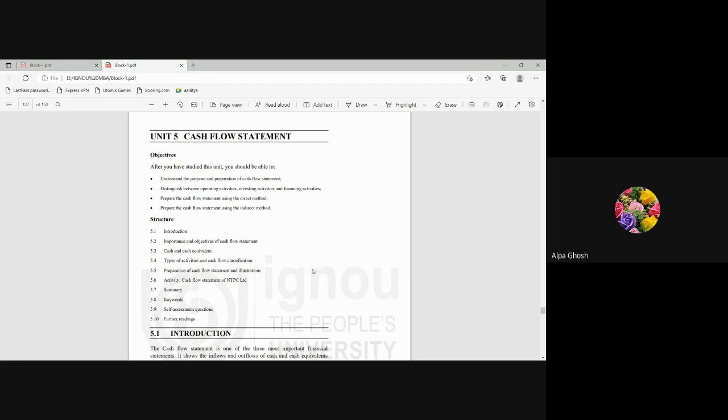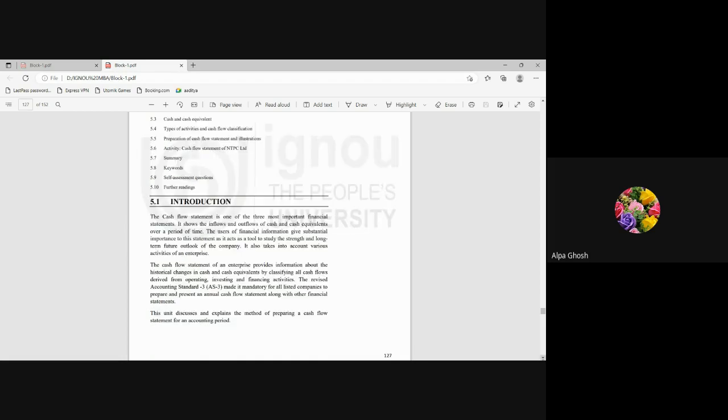So if we start with the basic structure, the structure says that we will go with the introduction, the importance and objectives of preparing the statement, what is cash and the meaning of cash equivalent, the types of activities and their classification according to the nature of activities, how we prepare cash flow statement, and an activity where a statement of a company is given, we need to summarize the cash flow of that company. We also have at the end of this chapter the keywords that are used to understand this topic.